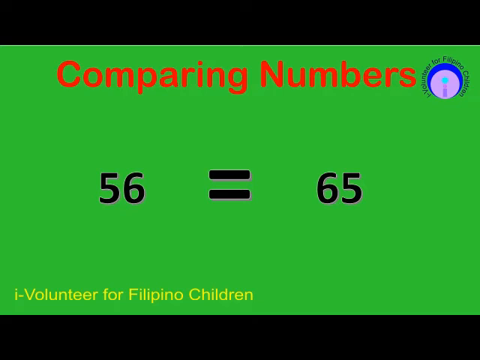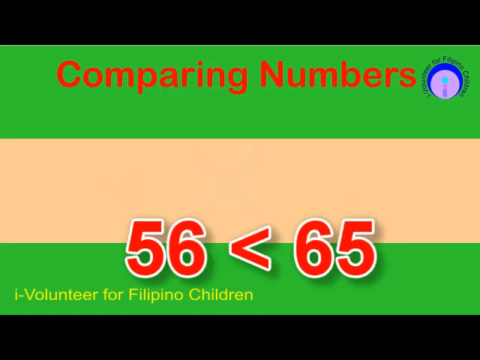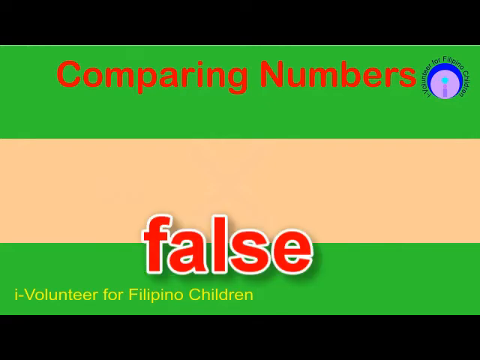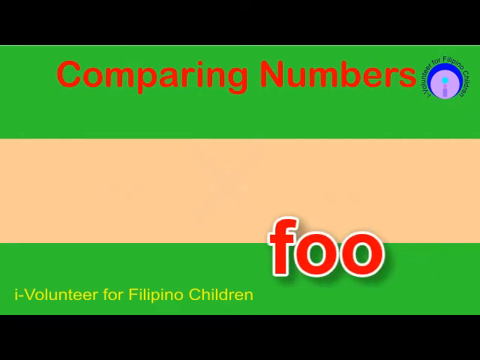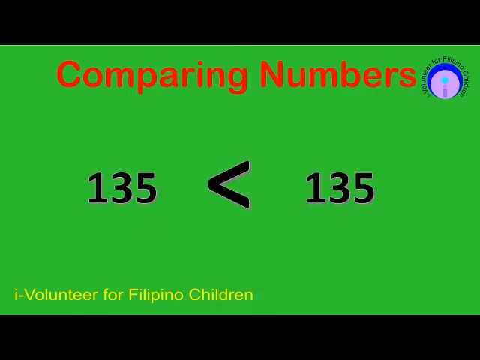The number is 56 equal to 65. The answer is false. The correct answer is 56 is less than 65. Again, the opposite of true is false. Not fools. Alam nyo ba ang ibig sabihin ng fools? Sira ulo!